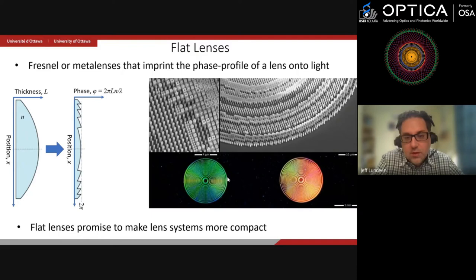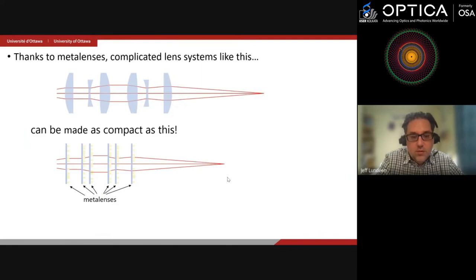These promise to make imaging systems much more compact because you don't need this thick lens. Instead, you can make something that's a wavelength thick. So they promise to make systems that are as thick as this. And you can take all these lenses, say a telescope or a telephoto lens for your camera, and turn them into something as compact as this. But as you see, this isn't all that compact, right?